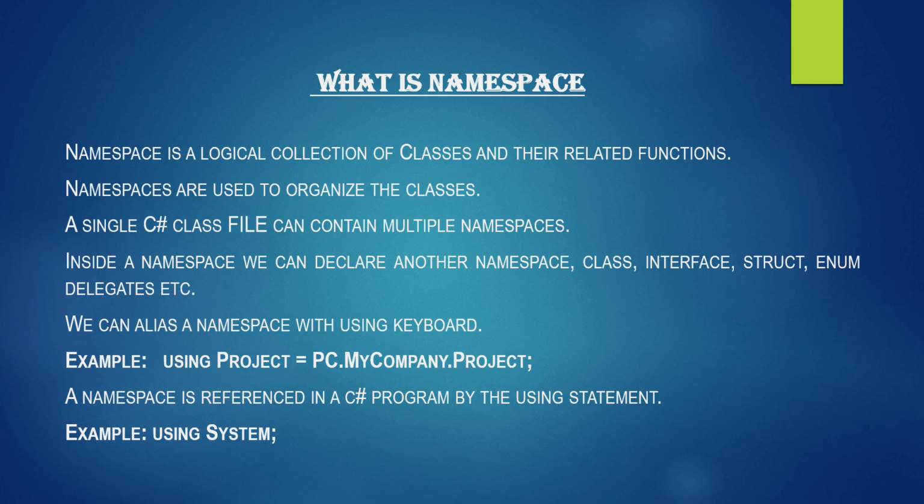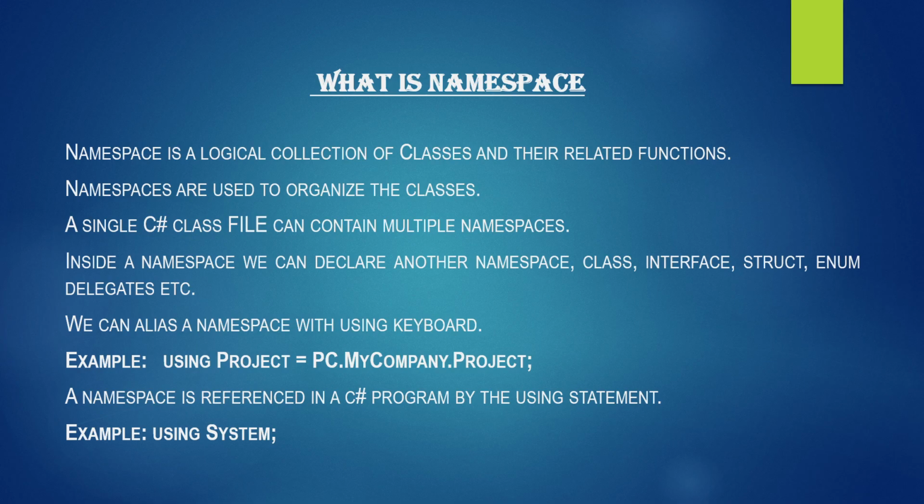We can also create multiple classes with the same name but with different namespaces. Inside a namespace, we can also declare another namespace. These are called nested namespaces. And after that, we can also create class, interface, struct, enum, delegate, etc. We can alias a namespace with the using keyword, like using project equal to pc.mycompany.project. By using aliasing, we can improve our code readability.